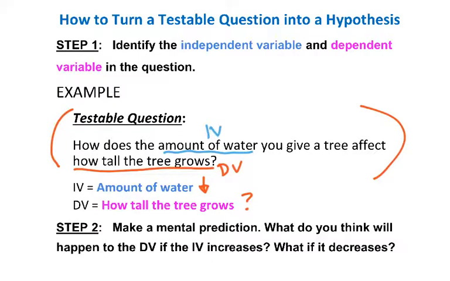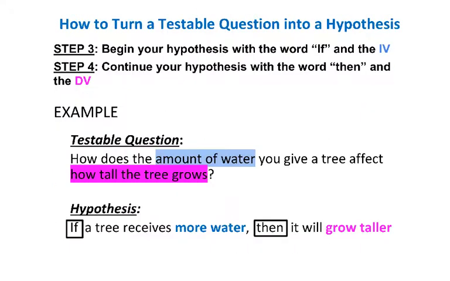Just make a little mental prediction about the relationship between these two things. Okay, now we're ready for step 3. Once you've made your mental prediction, now you're going to start writing your hypothesis, and you're going to start with the word if, and then you're going to follow this with your independent variable. And then you're going to continue your hypothesis with the word then, and then you're going to make a prediction about the dependent variable. So I think an example will really help here.